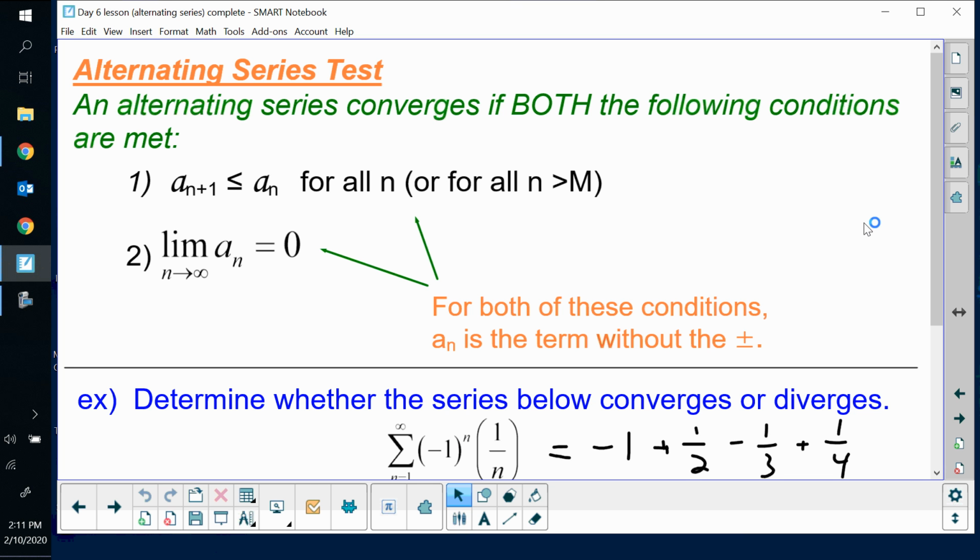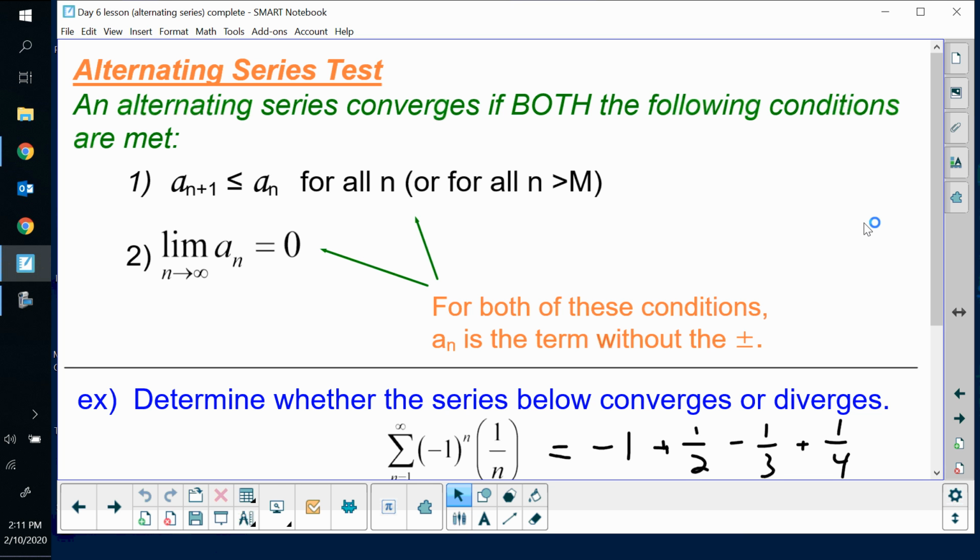So number 2, why I started with it is if that wasn't equaling 0, we would already know it diverges by the nth term test. So that one seems logical. If it's going to converge, we already know from the previous day that it has to equal 0. So in the top one, what that's really saying is each next term should be less than or equal to the term before it.